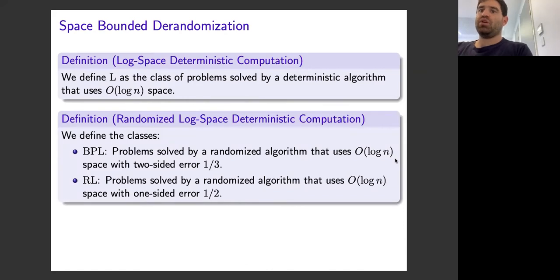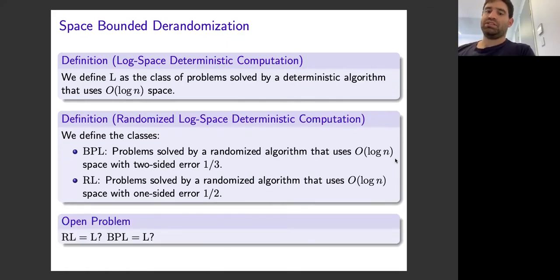So let's briefly go over the basic setting. L is the class of problems that can be solved deterministically by a log space algorithm. BPL is the problems that can be solved by a randomized algorithm with two-sided error that uses log space, and RL similarly, but with one-sided error. And the big question, the BPL versus L question.